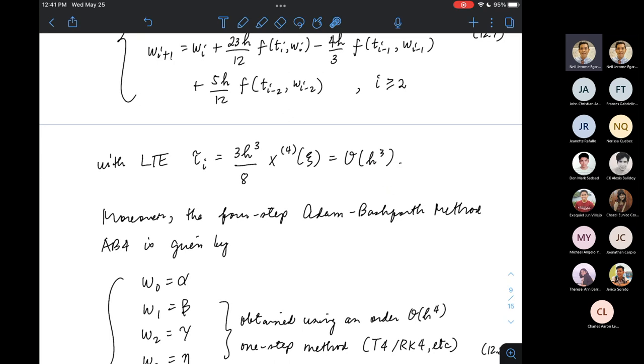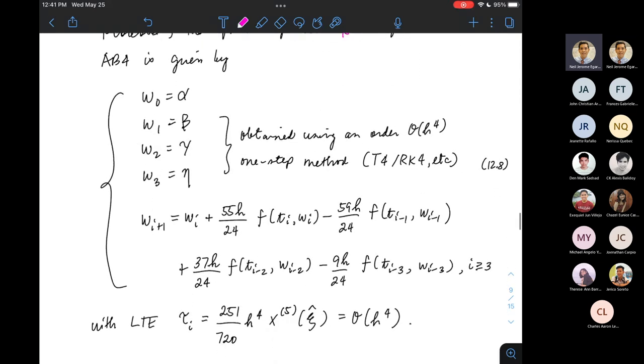Tapos yung 4-step Adams-Bashforth. Sorry, nakalimutan ko yung mga s kay Adams. So, Adams pala yung apelido niya, hindi Adam. So, eto naman siya. Okay? And the truncation error is of order big O of h to the power 4. And you see here na sa 4 steps, kailangan ko ng 4 na initial data.